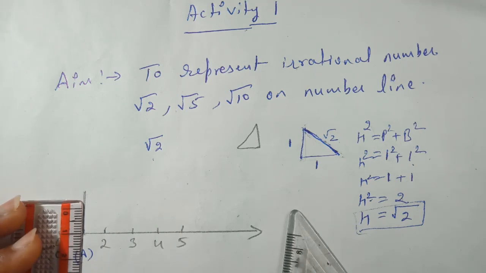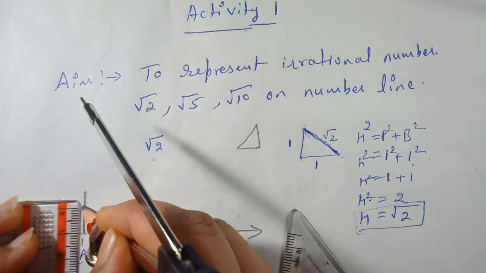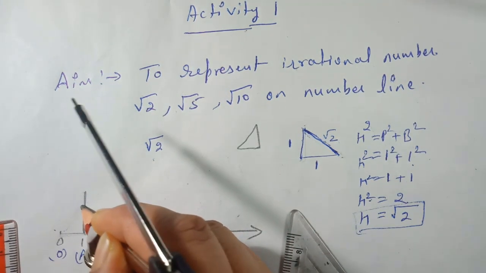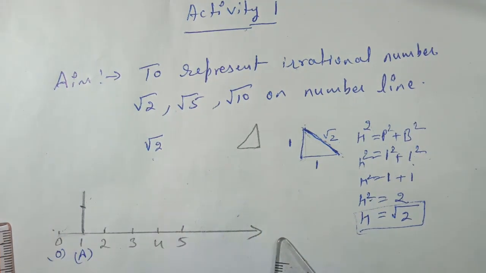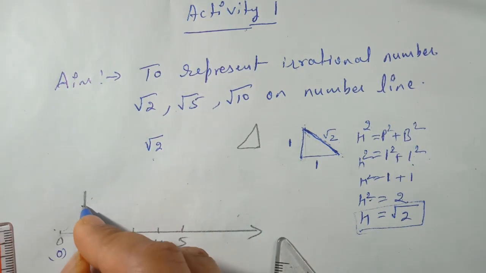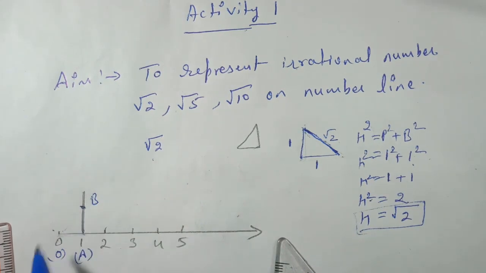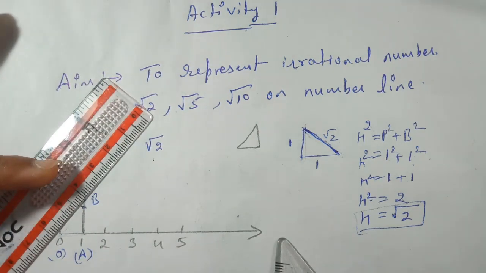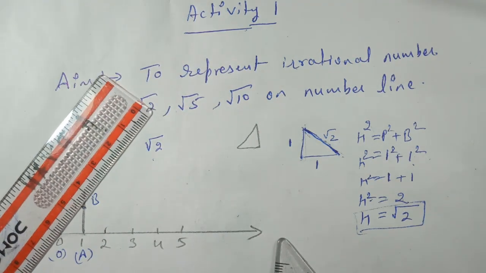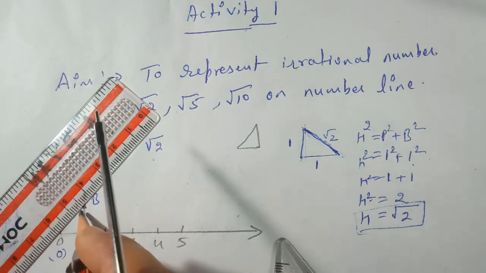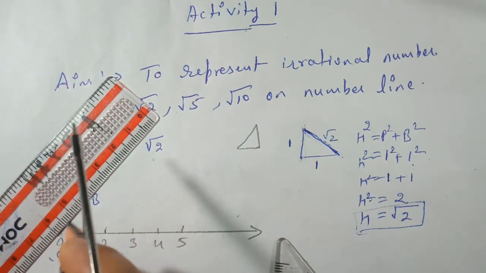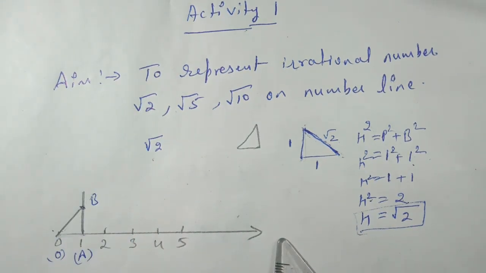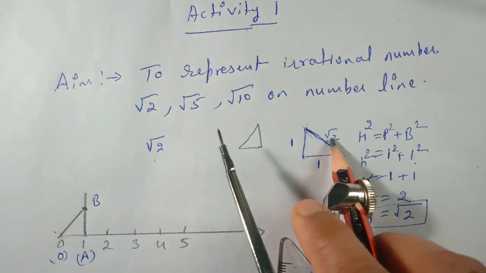So by taking the measurement, let us mark it as 1 unit. Let this point be B. Now join point O and point B. When we join these 2 points, we get the line OB. The measurement of OB will be equal to root 2.